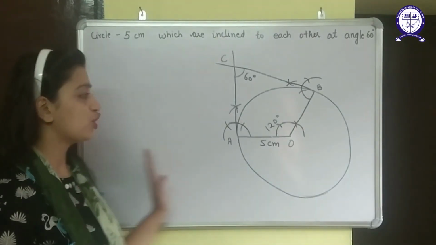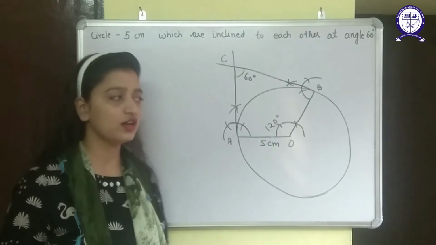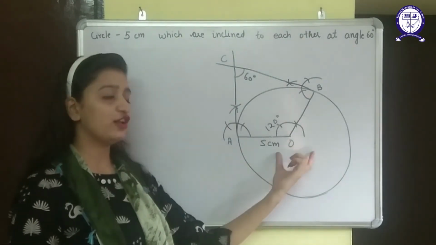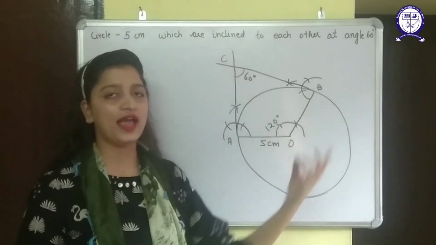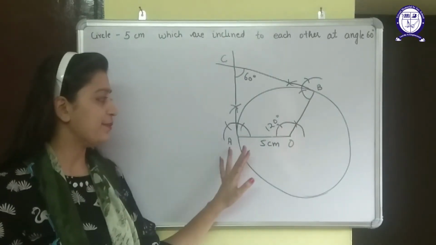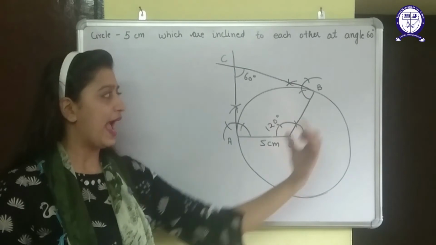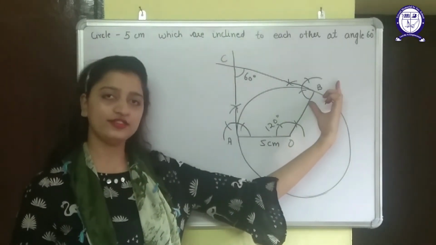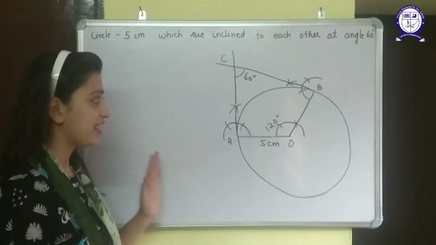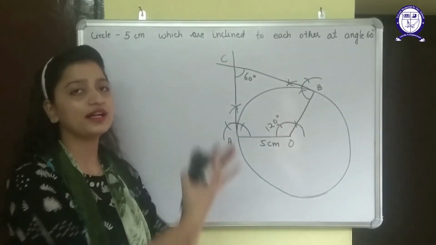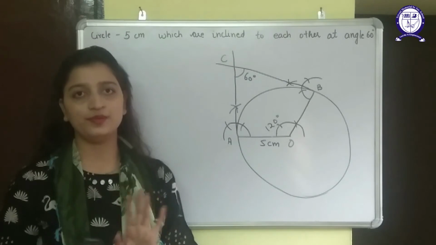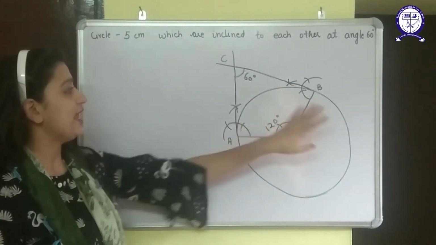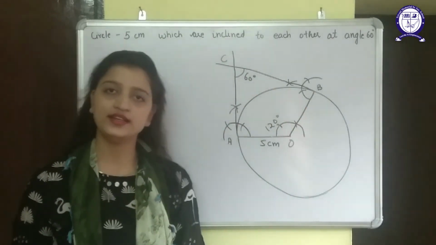What will you write? Draw a circle of radius 5 cm. At O make an angle of 120 degree and let the radius be OA and OB. At A, make an angle of 90 degree, and then at B, make an angle of 90 degree. Extend the lines and let them cut at point C. The angle BCA will be 60 degree. BC and CA are my required tangents.